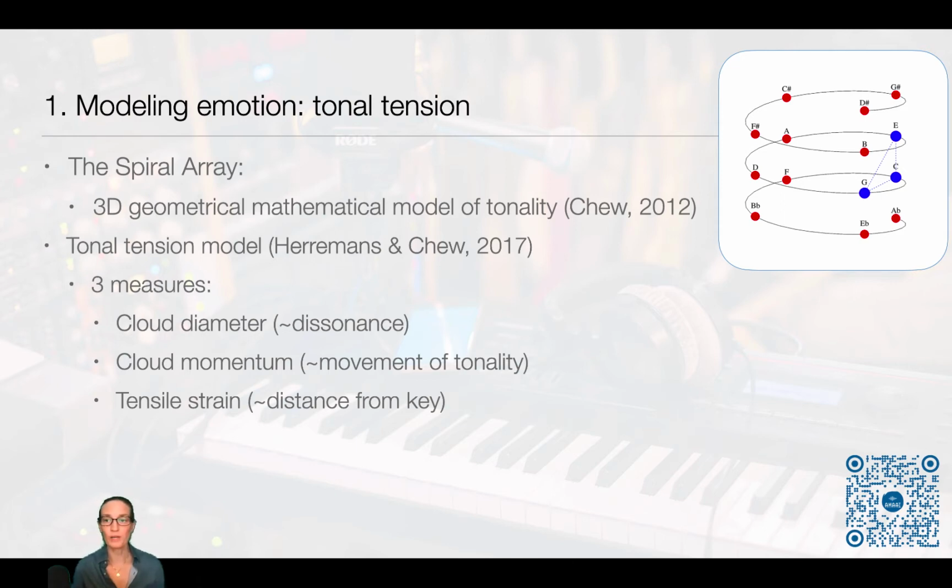First of all, we need to be able to measure emotion before we can generate a piece which has emotion. And we chose to use the spiral array, a model of tonality developed by Chew, to capture tension. We defined 3 measures, cloud diameter, momentum, and tensile strain, that allow us to measure how tense a piece is.